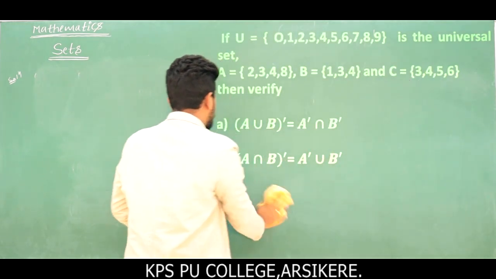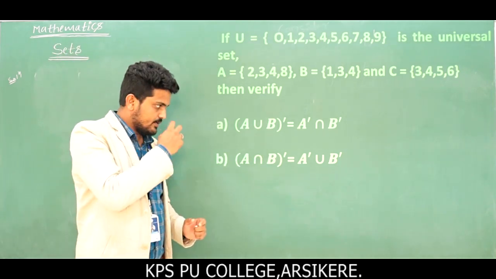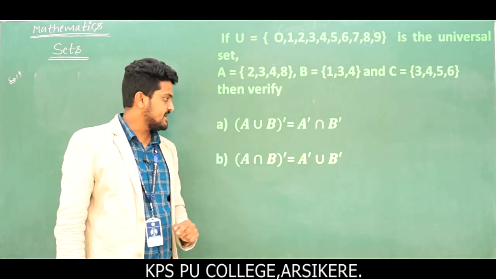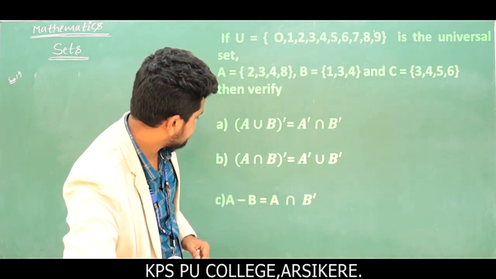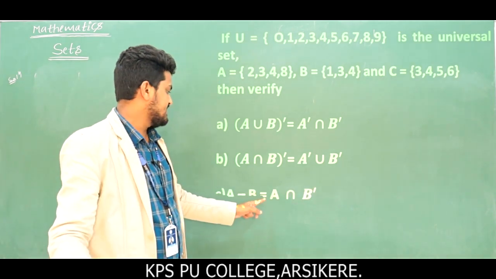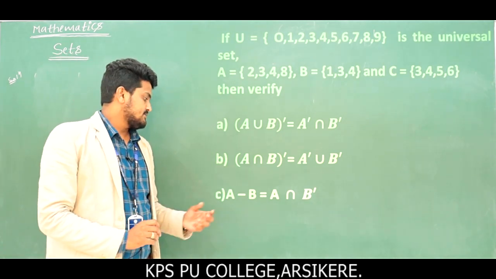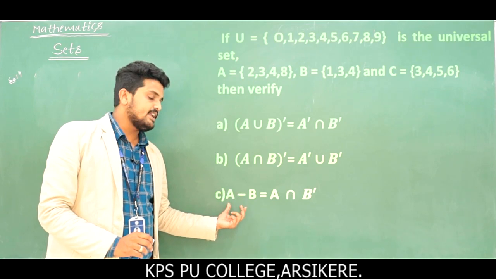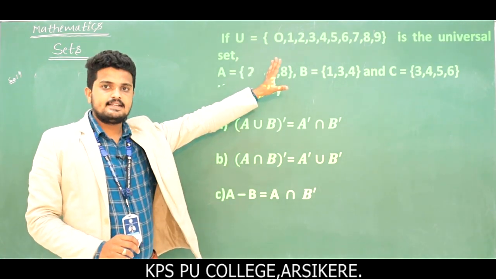Second one same as first one. So (A intersection B)' is equal to A' union B'. Okay, take it as homework. So next one: A minus B is equal to A intersection B'. So we have to verify whether the given LHS is equal to RHS or not by using these values.